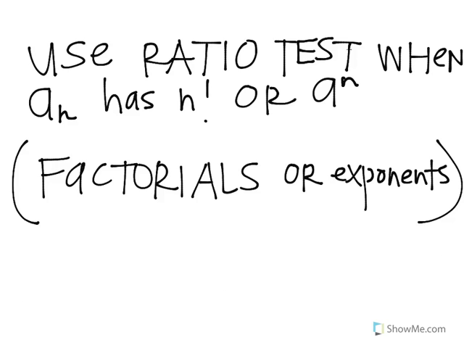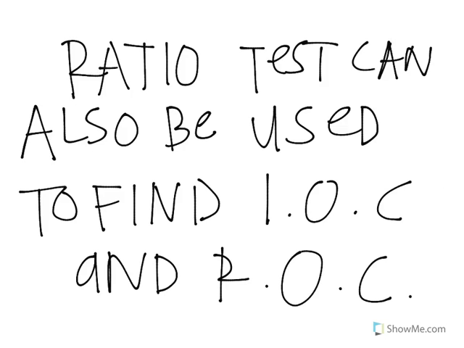You use the ratio test when a sub n has an n factorial or an a to the n, so for factorials or exponents. And the ratio test can also be used to find the interval of convergence and the radius of convergence. Since standard notation can be a bit confusing, we're going to do an example of the ratio test.